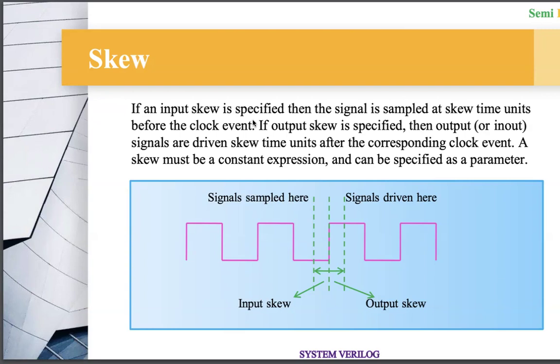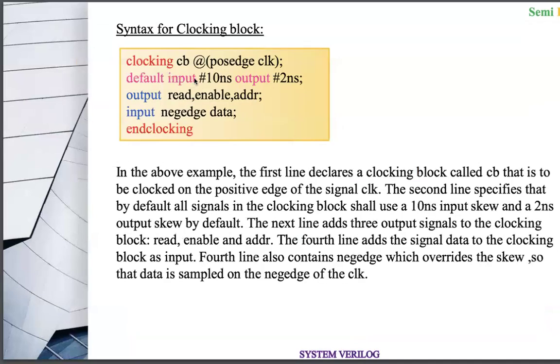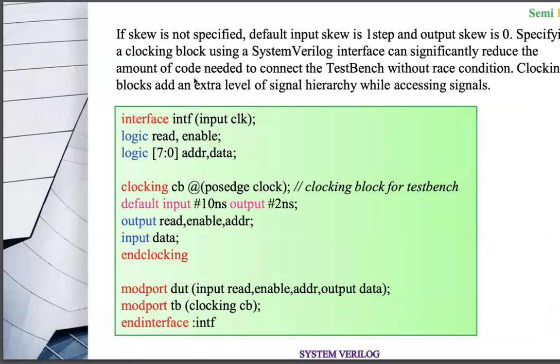Mainly at that particular time, if output skew is specified, then output signals are driven skew time units after the corresponding clock event. A skew must be a constant expression and can be specified as a parameter. Like this, we'll write the skew. Default input 10 nanoseconds, or 20, output is 2 nanoseconds. So at what time it should sample the data, that depends on the skew.